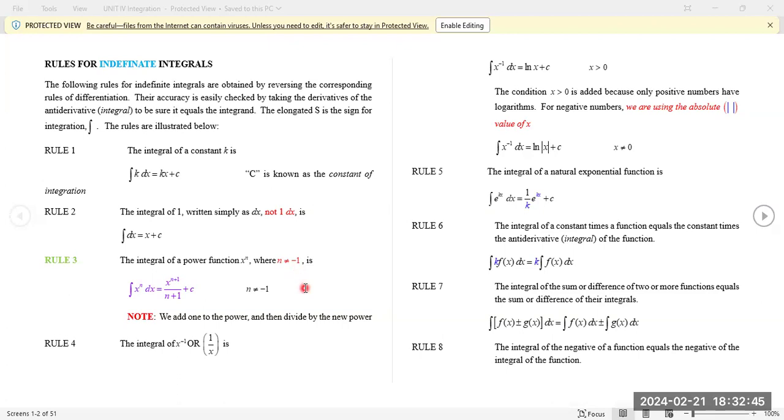So now, it's going to be adding 1 to the power, x to the n plus 1, divided by the new power n plus 1. See here? And then we have my plus c. My plus c is known as my constant of integration. Because I'm talking about indefinite integrals, I don't know the definite value of it. So I'm just going to put a constant. The constant will take care of it.